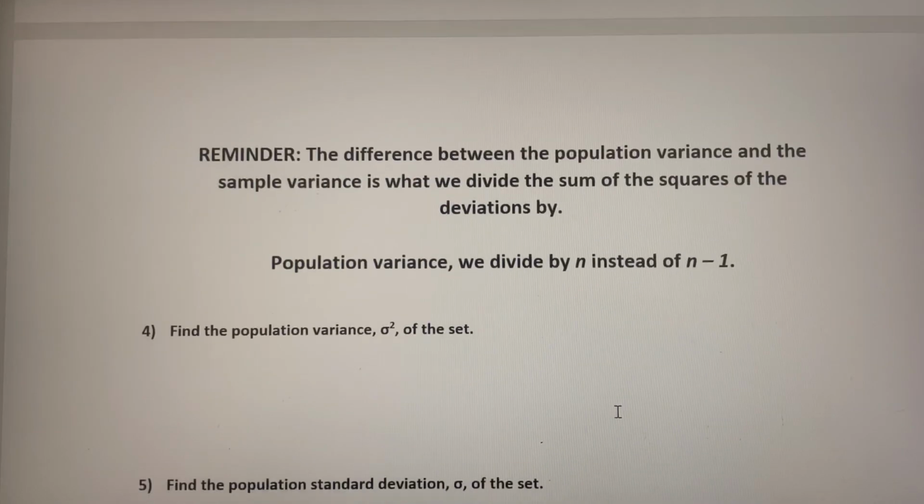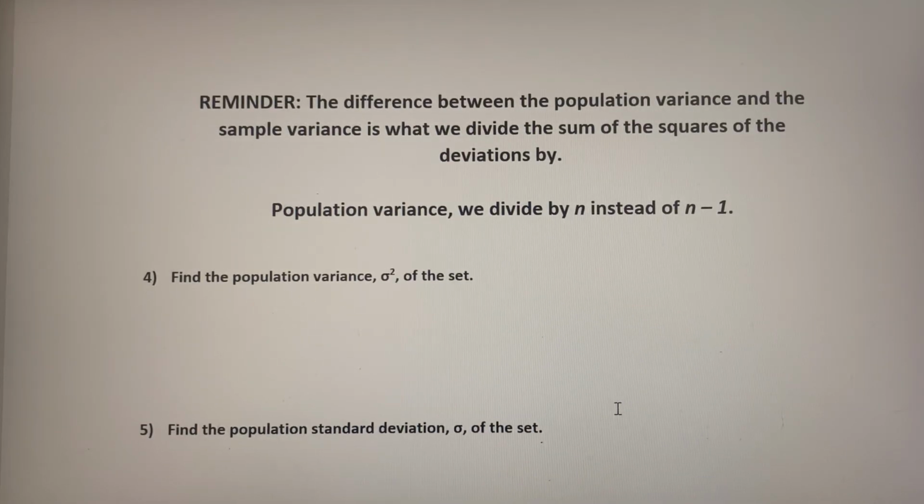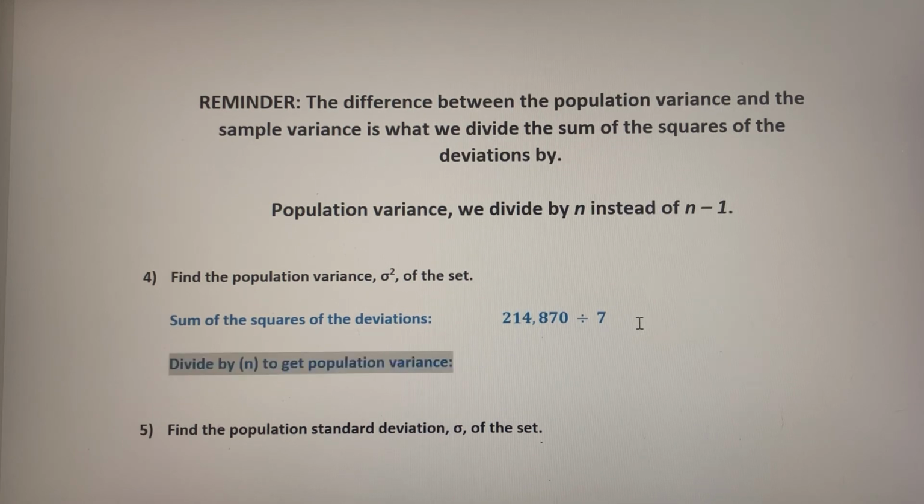If we want to find the population variance and the population standard deviation, I'm using the exact same numbers that I just found, but I'm going to divide by n this time instead of n minus 1, okay? So I'm going to take the sum of the squares of the deviations that I found earlier, 2,014,870, and this time I'm going to divide by 7 instead of by 6, okay? So it's going to make my variance a little bit smaller, okay?